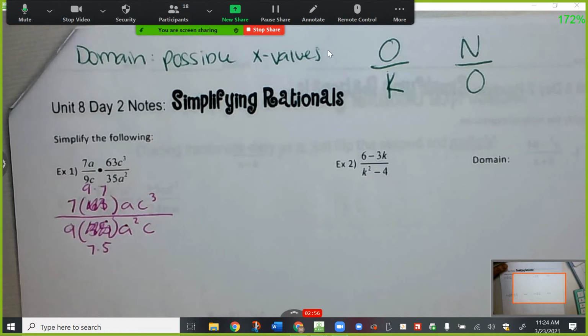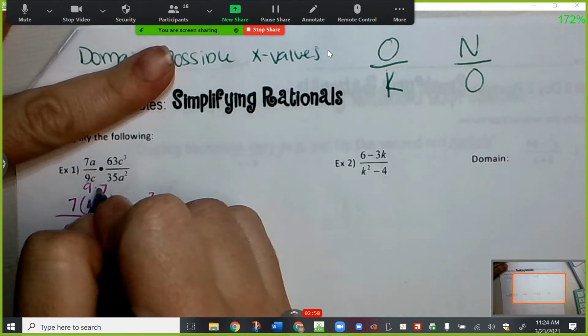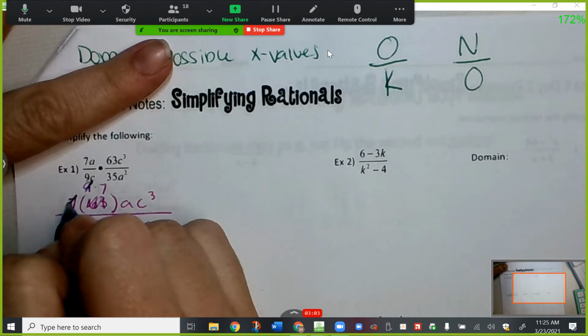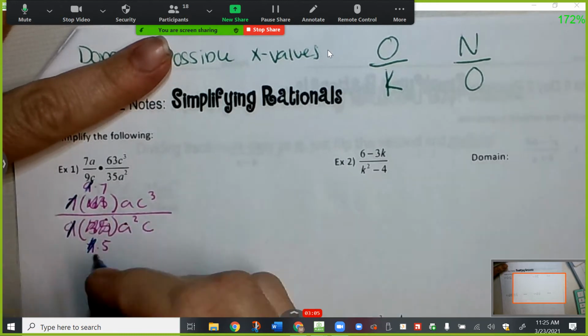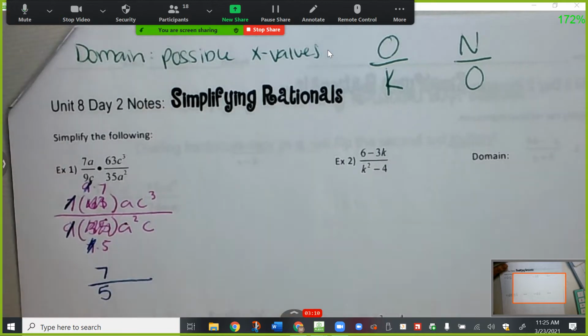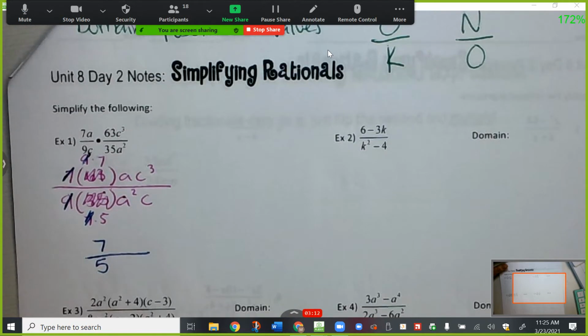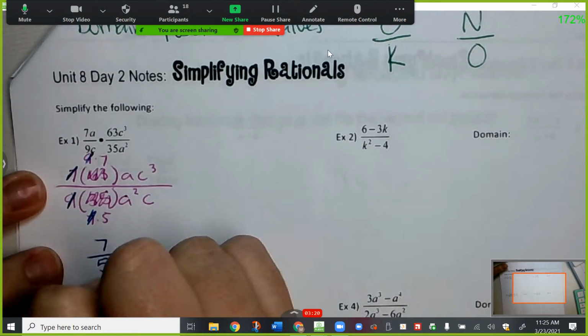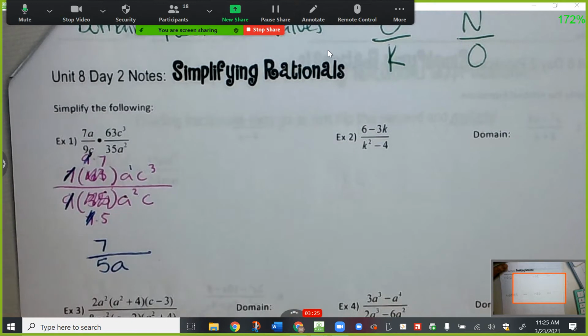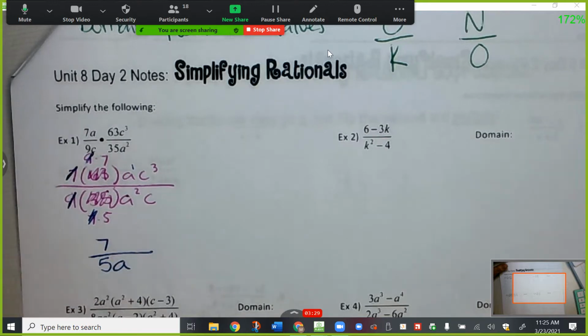So then technically, this 9 and this 9 cancel. 7 and 7 cancel. And we're left with 7 over 5. Now, where do I have more A's, on top or bottom? Bottom, so that's where A is going to stay. And now 2 minus, remember when there's no exponent, it's just 1. Because remember, with division, we subtract our exponents. So 2 minus 1 is 1, so I just have 1A on the bottom.